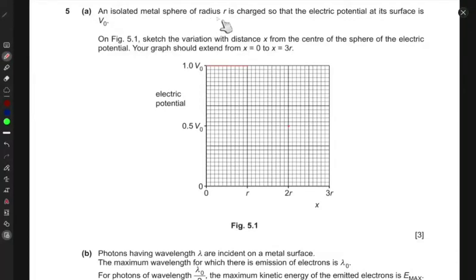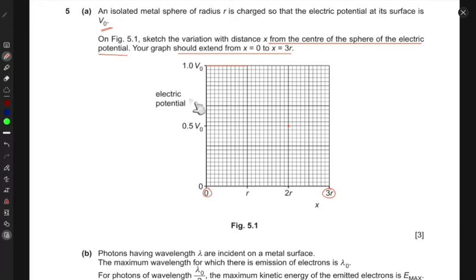An isolated metal sphere of radius r is charged so that the electrical potential at its surface is given as V naught. On figure 5.1, sketch the variation with distance x from the center of the sphere of the electric potential. Your graph should extend from x equals 0 to x equals 3r. So from here, this is the range that we have for the x-axis.